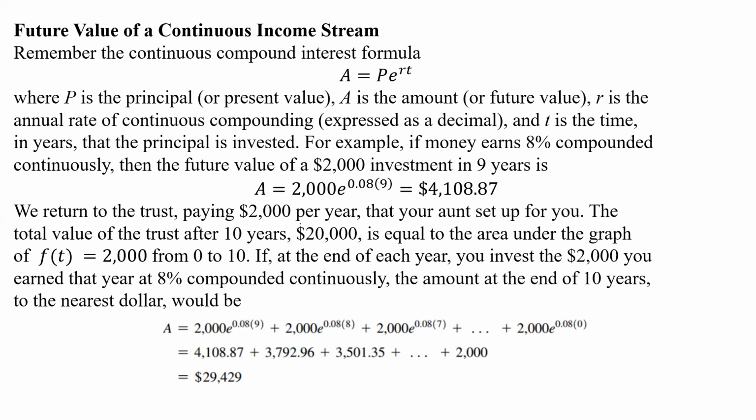So we go back to the trust paying $2,000 per year that your aunt is going to give you. The total value of the trust after 10 years is $20,000, and that's equal to the area under the graph of f of t equals 2,000 from 0 to 10. Now, if at the end of each year you invest the $2,000 you earned at 8% compounded continuously, the amount at the end of 10 years to the nearest dollar would be 2,000 e^(0.08 × 9) plus 2,000 e^(0.08 × 8), and so on. Adding all 10 of those together, you end up with $29,429.